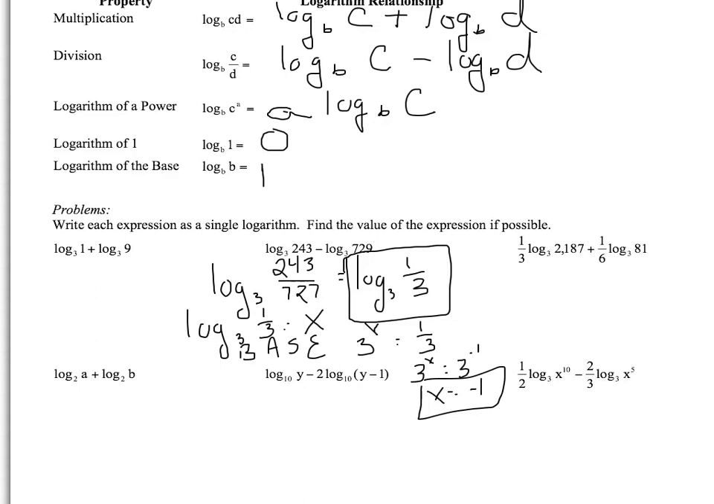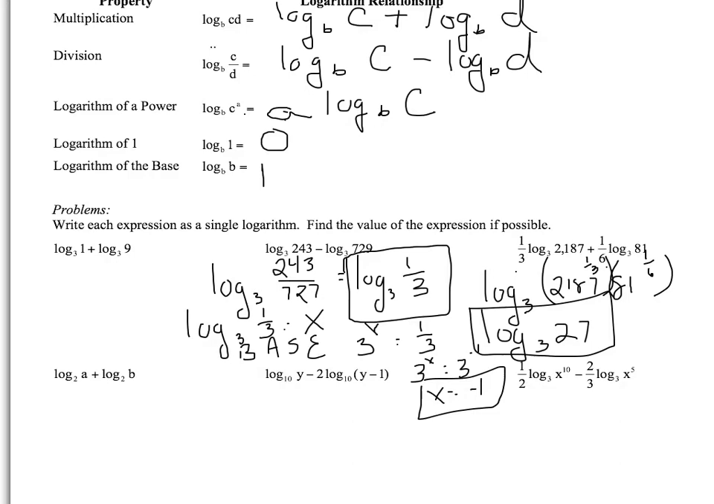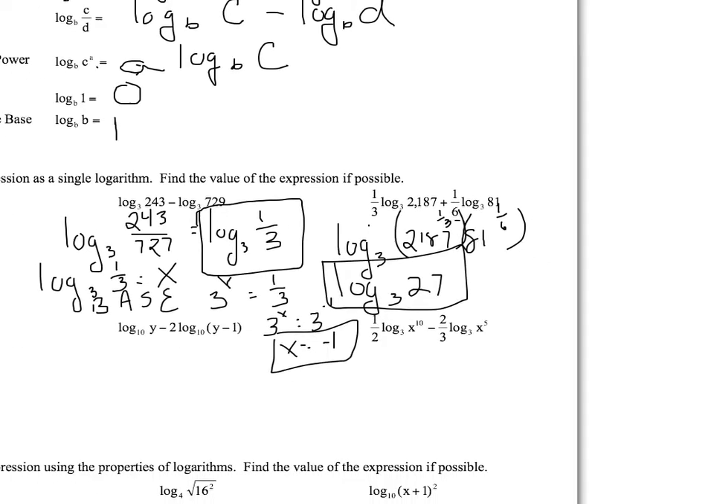Notice addition. That will condense to multiplication. You also have numbers in front. The numbers in front will become powers. So it's going to be log base 3 of 2187 to the 1/3 power times 81 to the 1/6 power. And when you type that in your calculator, you actually get 27, which is nice. So log base 3 of 27 is the expression as a single logarithm.